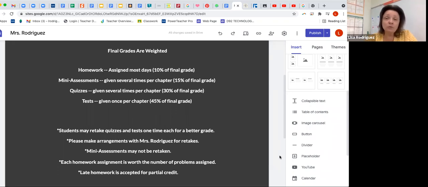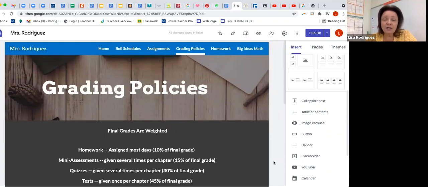Mini assessments, however, will not be allowed for retakes. Again, those are after one section, and it's just a real quick check on whether they understand the material or if I need to backtrack a little bit. And the rest we've kind of already talked about. I will have a homework page on my website, but I've told my students that all assignments will be posted on Google Classroom. And since we are in person this year, thank goodness, everything is written up on the board. So there really isn't a reason why they can't get a hold of a homework assignment.